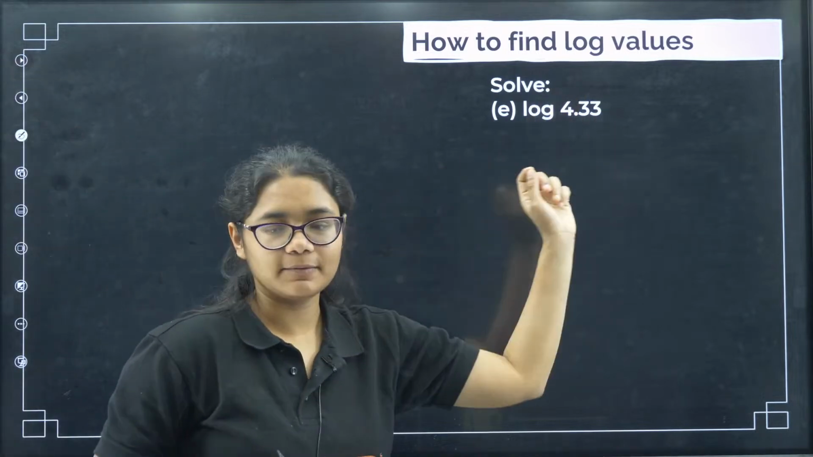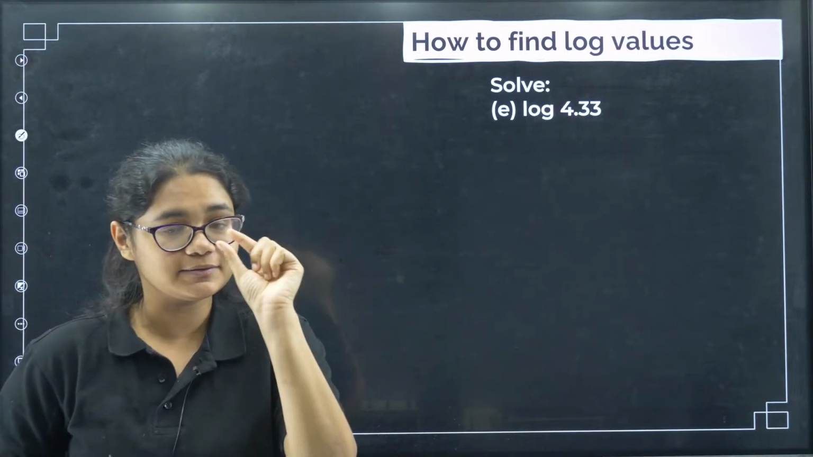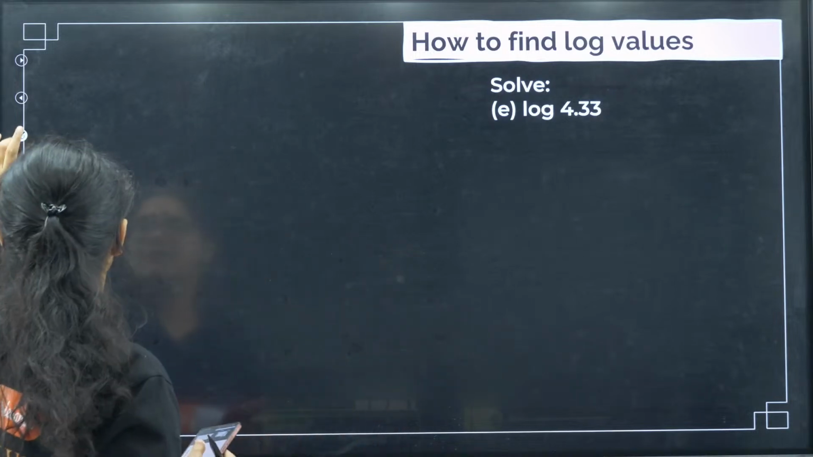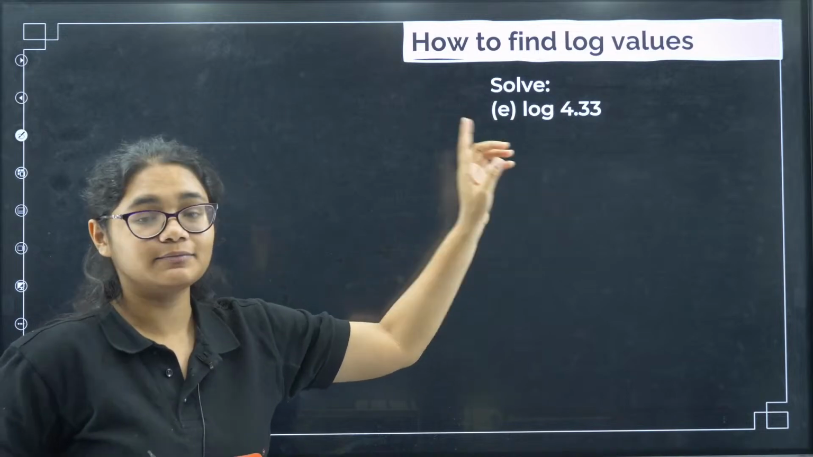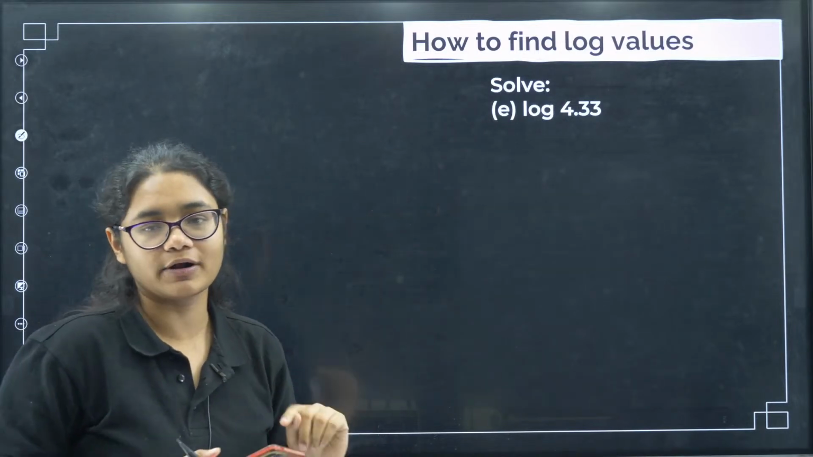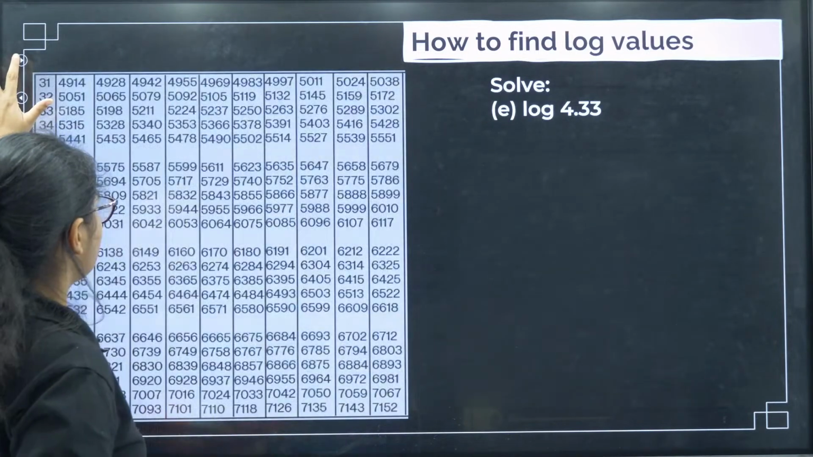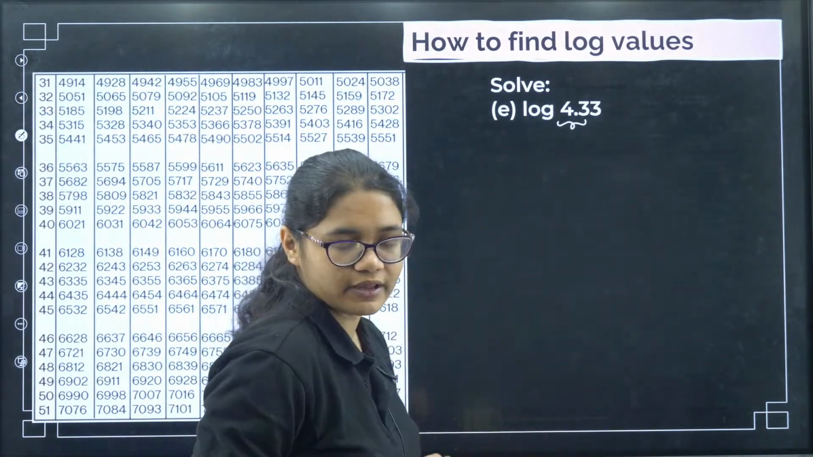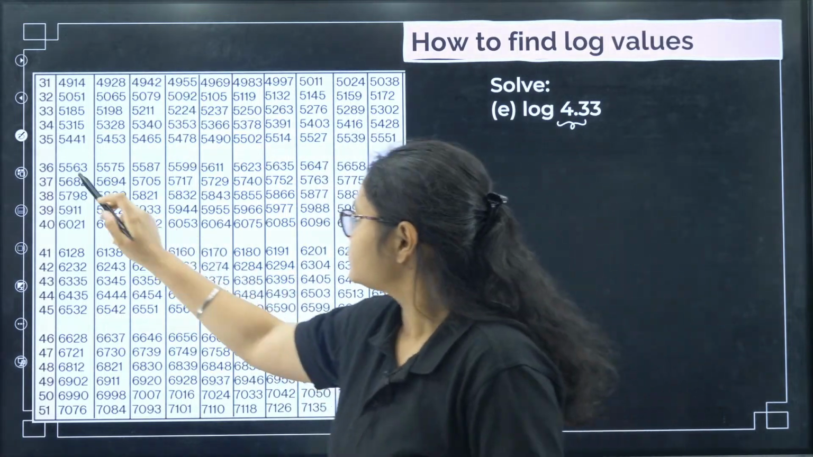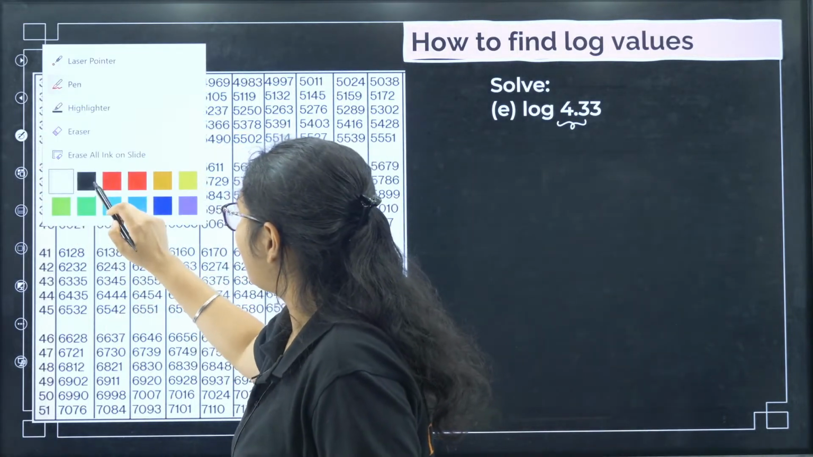If there is a decimal point in the number, see the previous 4 examples that I took, there was no decimal in the number. When there is a decimal in the number, how to do it? Very important, check properly. If there is a decimal in the number, then also first you have to take the first 2 digits. 43 only you have to consider.